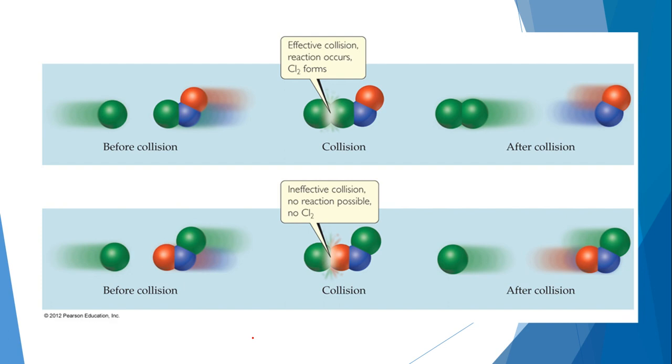So, what do I mean by this? Here I have two molecules colliding. We're going to say that the green is chlorine, this one is oxygen, and the blue is nitrogen. If they collide where chlorine hits the chlorine on this molecule, chlorine gas tends to form, and that's what we want to happen. This is an effective reaction. However, if the orientation is slightly off and chlorine hits oxygen, this is an ineffective collision. No chlorine gas is actually made. So again, orientation plays a big role.